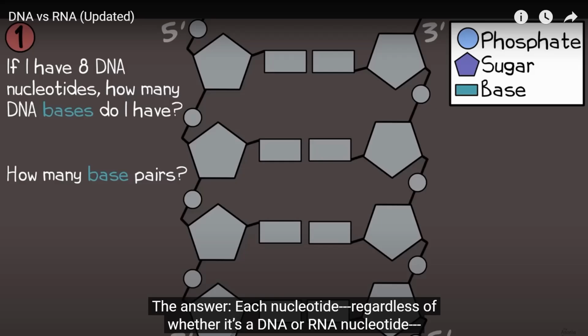How many base pairs do we have if we have 8 DNA nucleotides? Yes. If you can tell me, if I have 8 DNA nucleotides, how many DNA bases do I have? Oh, that's base pairs. How many bases do I have? 8. Yes. And how many base pairs do we have? 4.